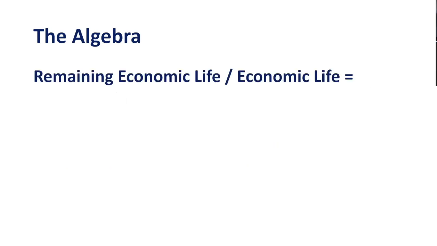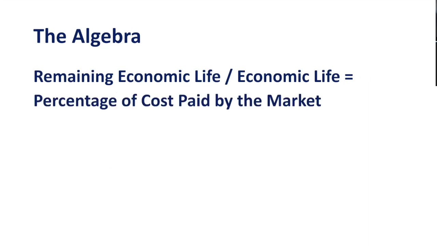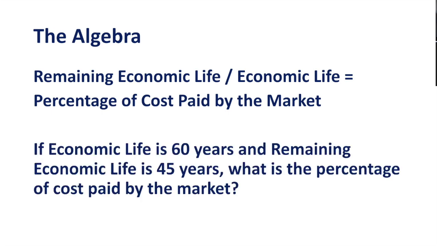Remaining economic life divided by economic life, this is getting a little bit deeper, more interesting. That's the percentage of cost paid by the market, which is a good percentage to know because we can figure out where the cost is based on unbiased third-party cost data. And if we happen to know what the percentage of depreciation is recognized by the market, we're starting to get close to our goal of making adjustments with depreciated cost. So, and here's another example. If economic life is 60 years and remaining economic life is 45 years, what is the percentage of cost paid by the market?